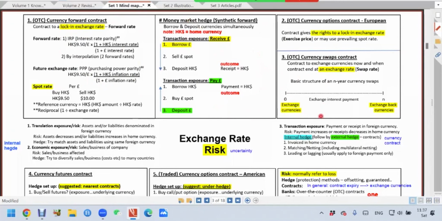I will explain to you transaction and the exchange rate. Then I will start with forward contract and option, and then go into illustration for money market. Then we finish over the counter. Let's go to set number 2.